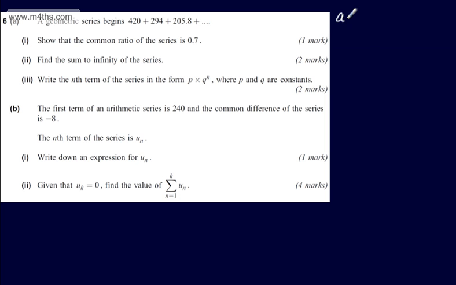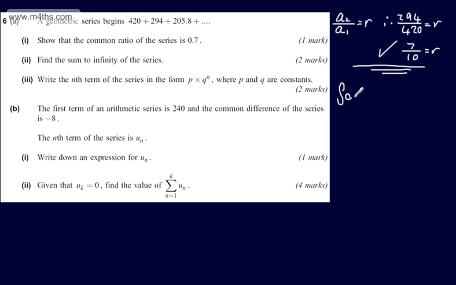If this is geometric, a sub 2, the second term, divided by a sub 1 will be equal to the common ratio. I could of course have chosen a sub 3 over a sub 2, but numbers on that one don't look as inviting. Therefore, we can say 294 divided by 420 will be equal to the common ratio. This is going to give me 7 over 10, so we can say that r is equal to 7 over 10 or 0.7.